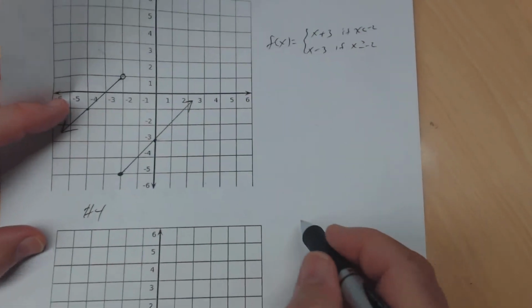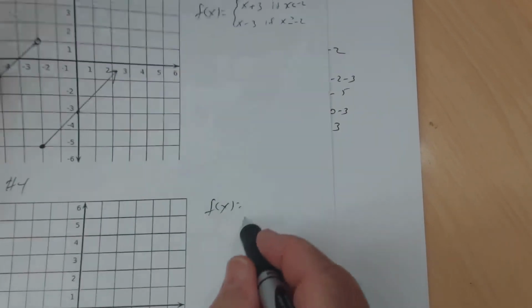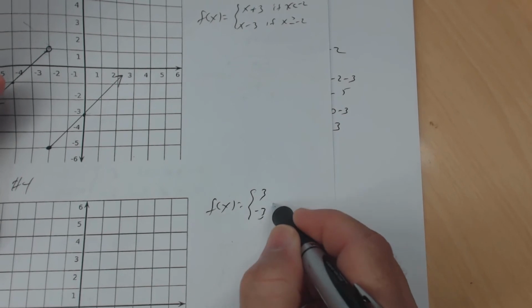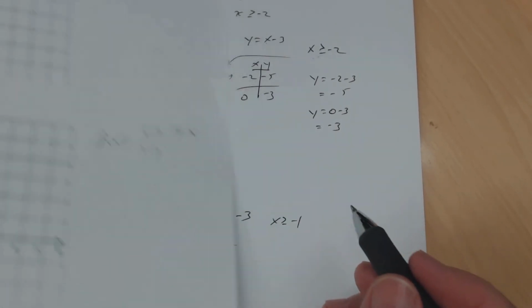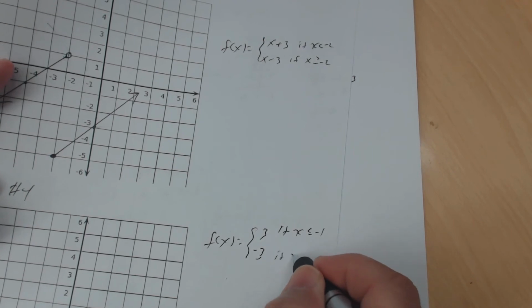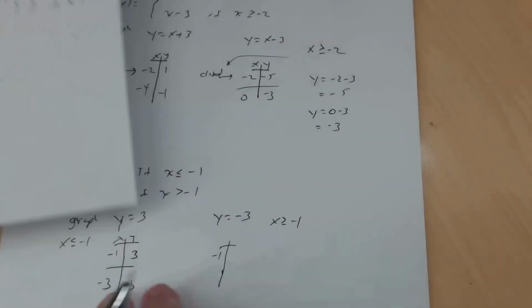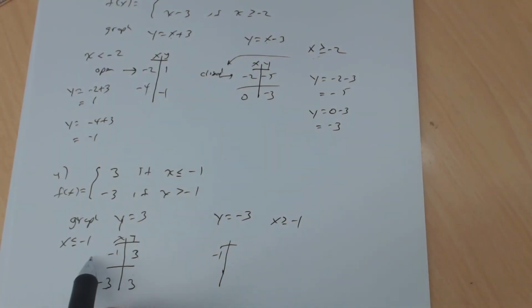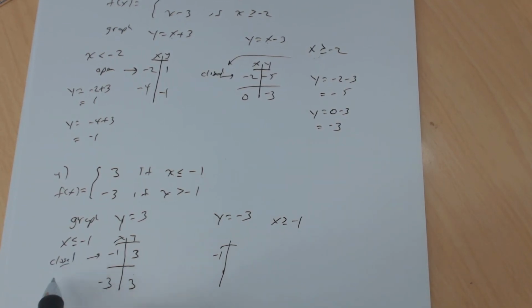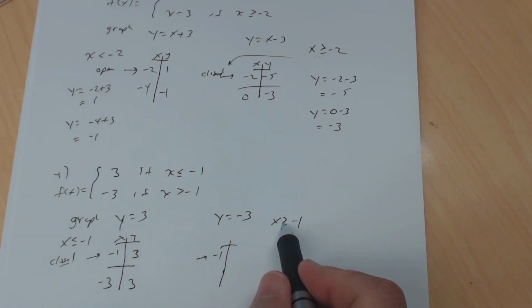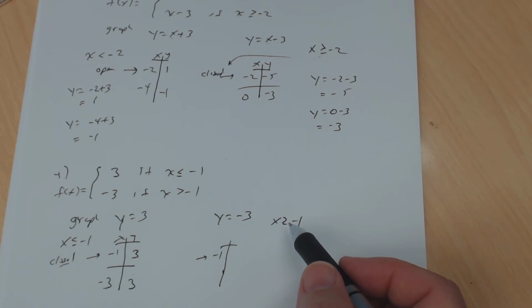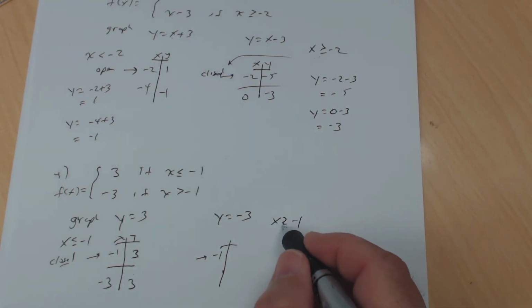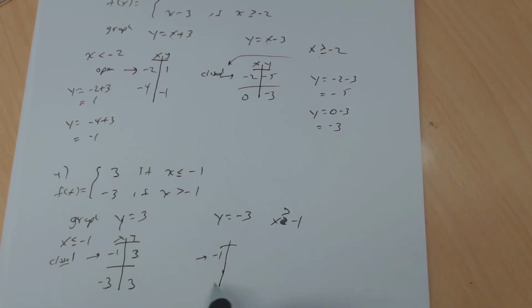This is number 4, and this is my function. It is equal to 3 if x is less than or equal to -1, and -3 if x is greater than -1. By the way, this is going to be closed because of the equal sign. I forgot to tell you about that. And this one, let me make sure I wrote this correctly. Yes, this is strictly greater than. See how I had to be careful? So that's going to be open, because there's no equal sign.